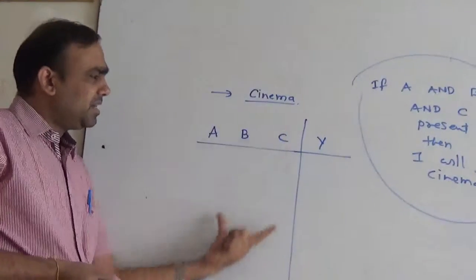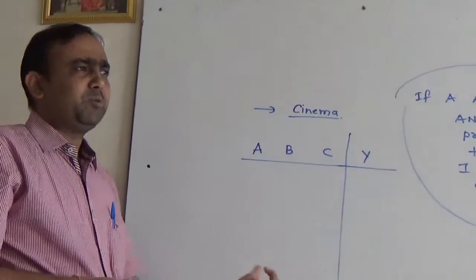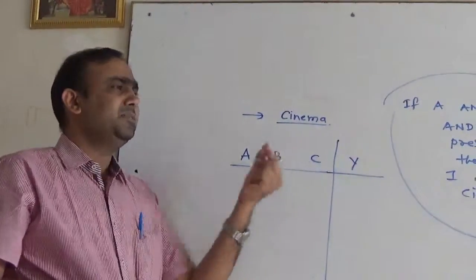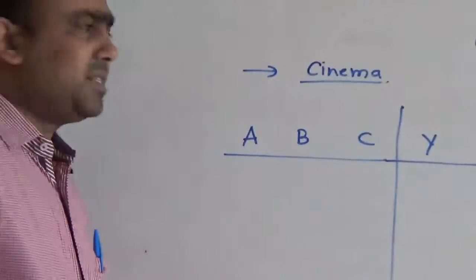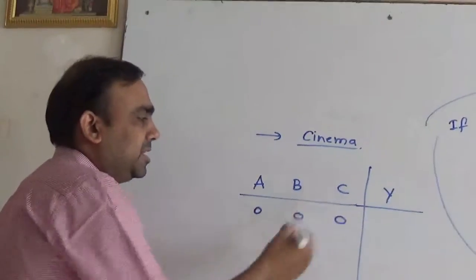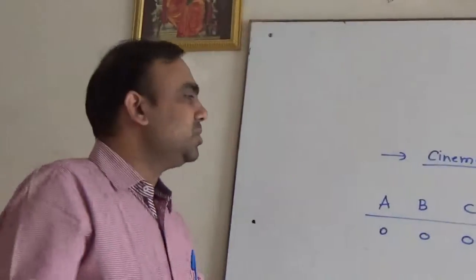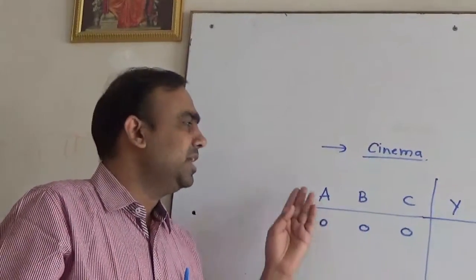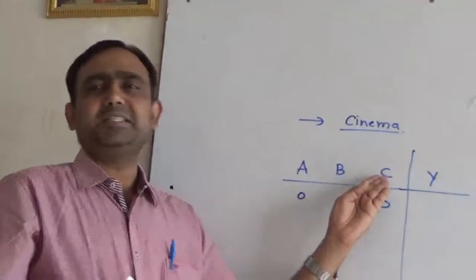Now see, we can write down the possibilities. क्या क्या possibilities हो सकती है? The possibilities mean presence or absence. Suppose this is the first possibility: 0, 0, 0. This 0 indicates that A is not present, B is not present, and C is not present.